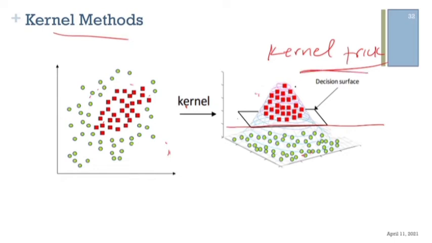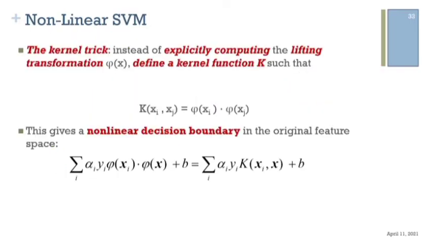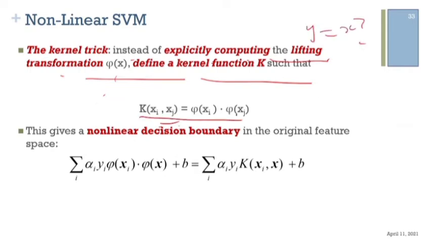That's why some people call support vector machine the kernel machine, because the secret behind it is the kernel function. Now, for the nonlinear SVM with the kernel trick, instead of explicitly computing the lifting transformation, you define a kernel function that can do the transformation for you. So instead of saying y is equal to x squared, we just have a kernel function that helps us with the transformation.